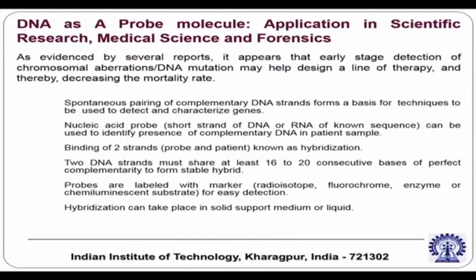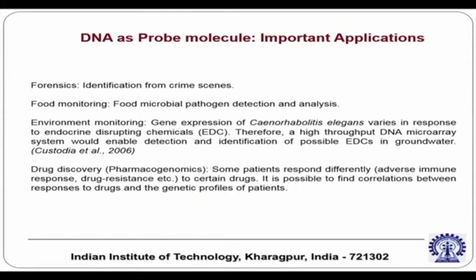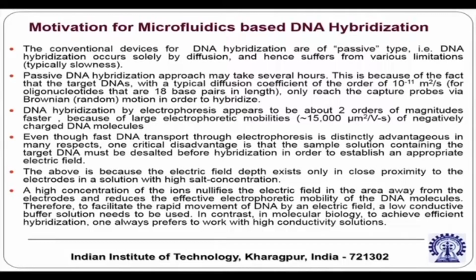Now the probes are labeled with markers. How do you know that there is a successful hybridization? These markers may be radioisotopes, fluorochromes, enzymes or chemiluminescent substrates for easy detection. So what are the applications? The applications may be in forensics, food monitoring, environment monitoring, drug discovery and several other applications.